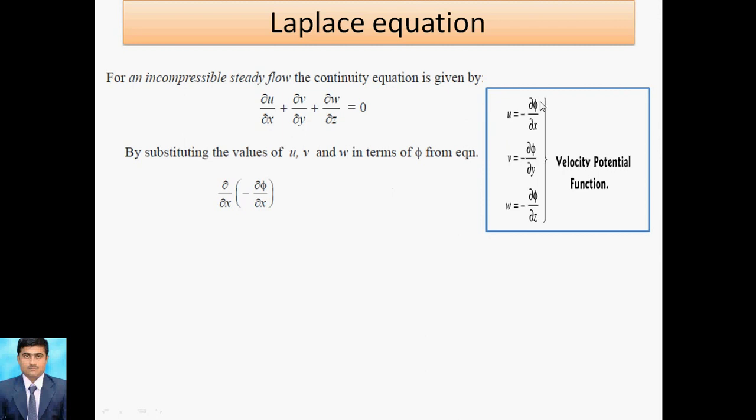Instead of u, I write minus dou phi by dou x, plus dou by dou y. Instead of v, I write minus dou phi by dou y, because v is nothing but minus dou phi by dou y, plus dou by dou z. Instead of w, I write minus dou phi by dou z, that is equal to 0. So this is the continuity equation format.